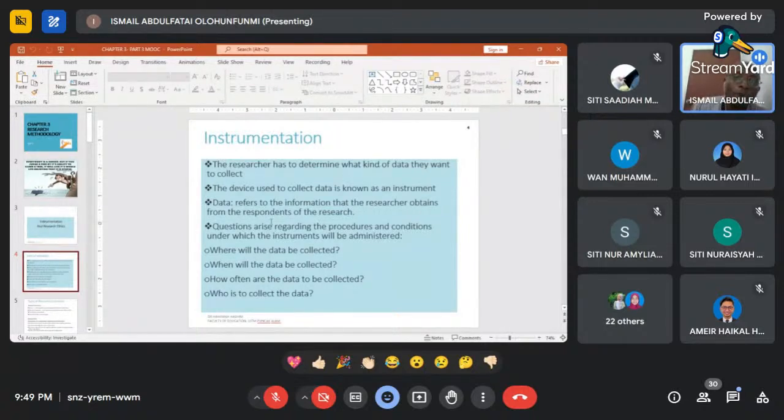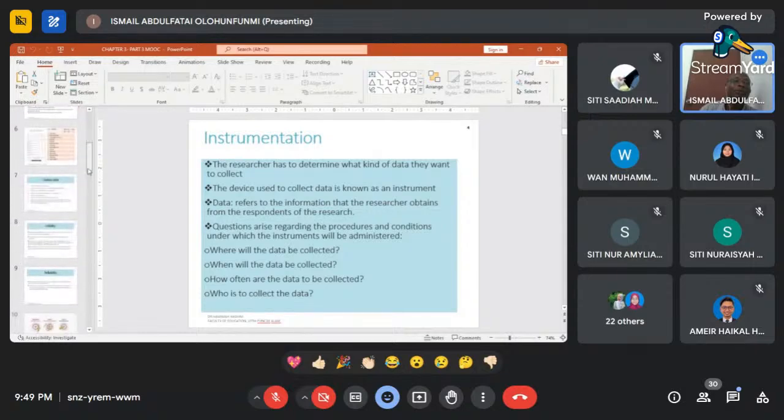So questions arise regarding the procedure and conditions under which the instrument will be administered. Where will the data be collected? When will the data be collected? How often is the data to be collected? And who is to collect the data? All of these are not that important.